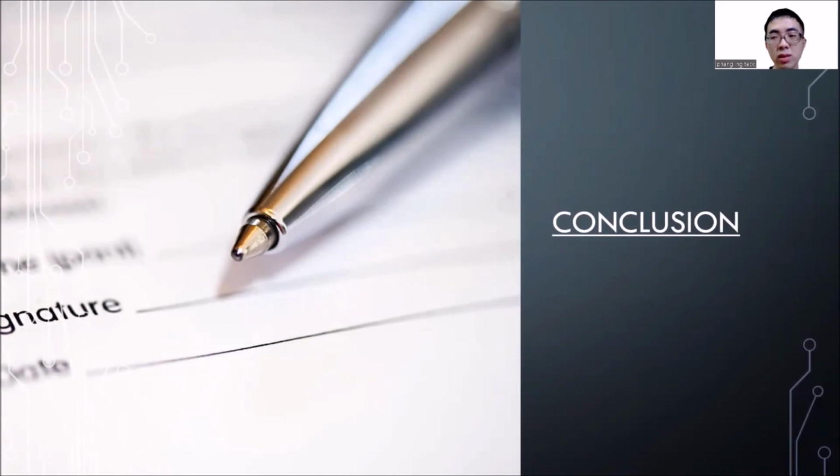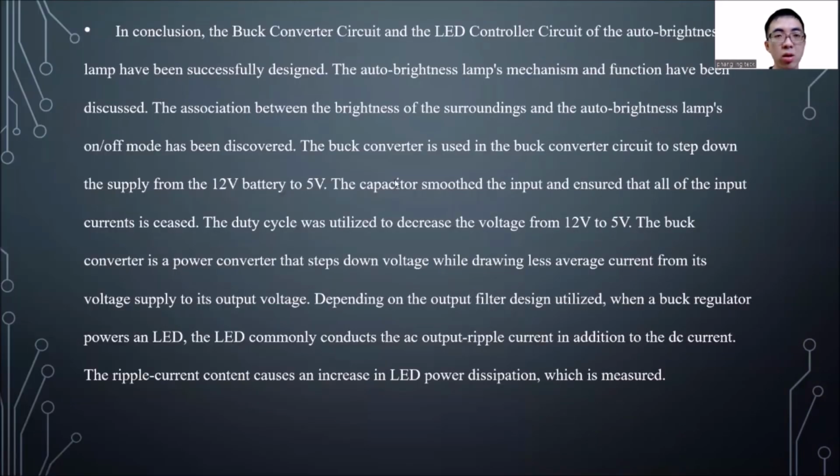Now we will go to the last part, which is the conclusion. In conclusion, the buck converter circuit and the LED controller circuit of the outdoor brightness lamp have been successfully designed. The outdoor brightness lamp's mechanics and function have been discussed. The association between the brightness of the surroundings and the outdoor brightness lamp on-off has been discovered. The buck converter is used to step down the supply from the 12-volt battery to 5 volts. The capacitors smooth the input and ensure that the input current is stable. The duty cycle is utilized to decrease the voltage from 12 volts to 5 volts.